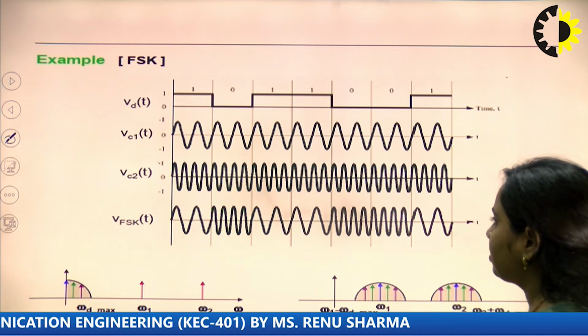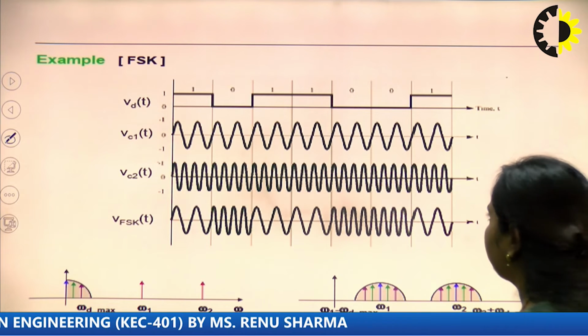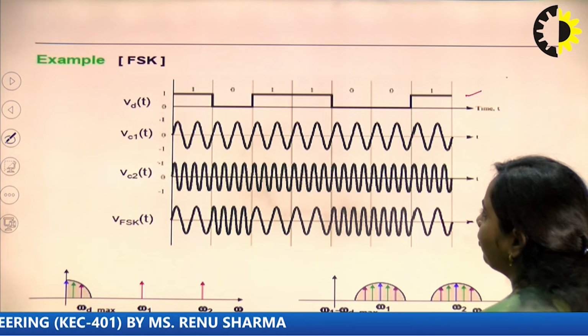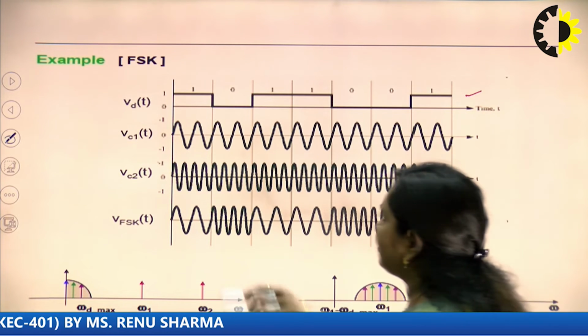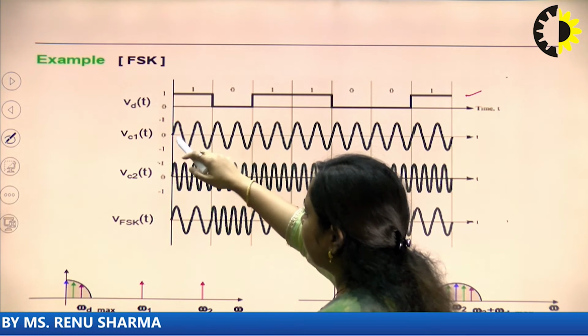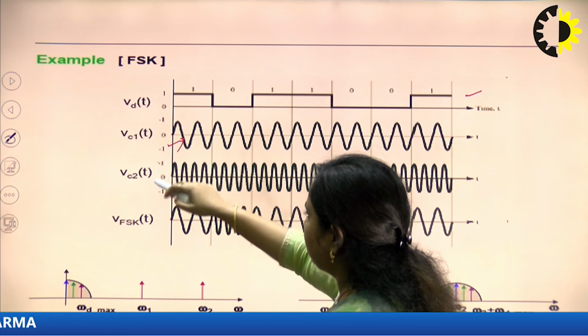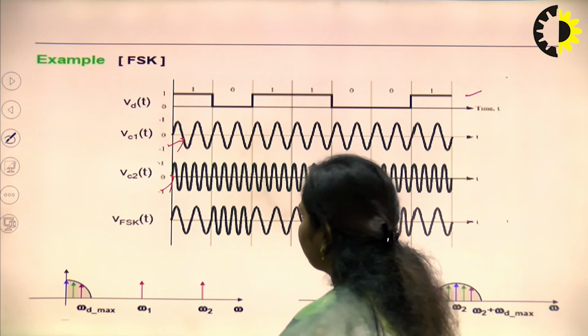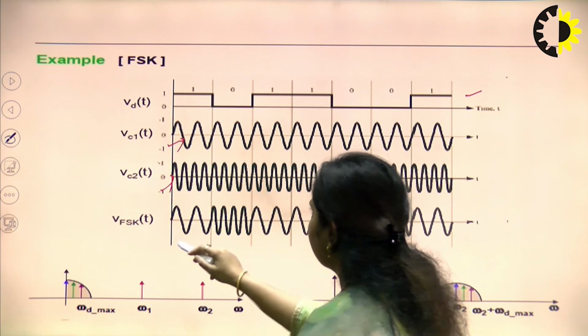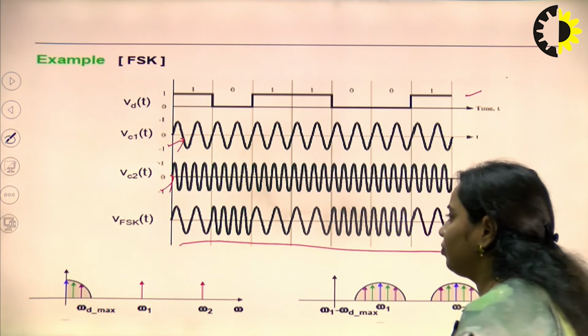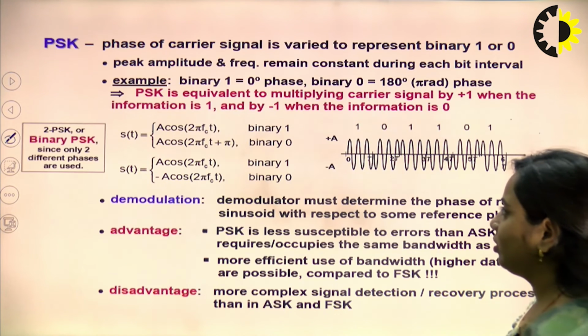Next is this FSK waveform. Now, you can see that this is the waveform for VDT. For bit 1 you are considering this is unipolar again. So, you require two carrier signals, one is for transmitting bit 1 and the other is required for transmitting bit 0. So, this is the resulting waveform for FSK technique.